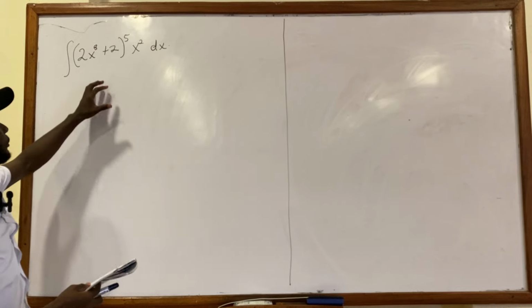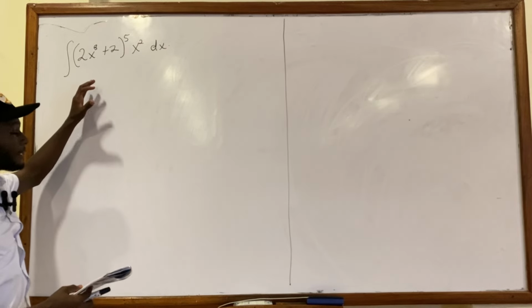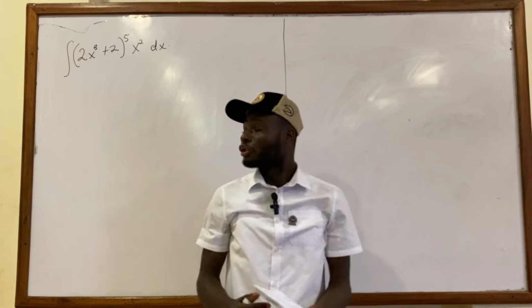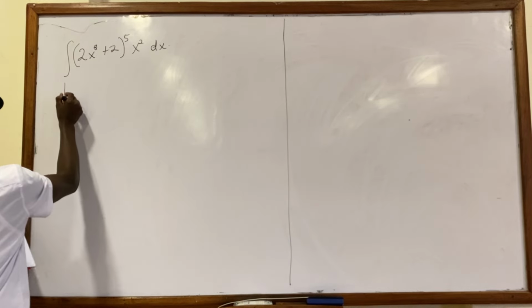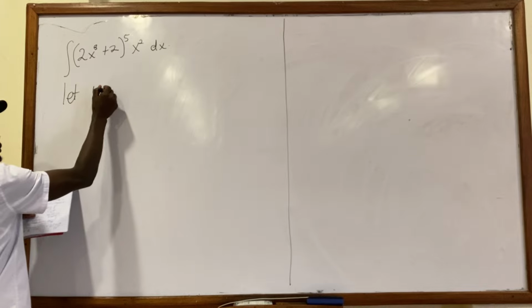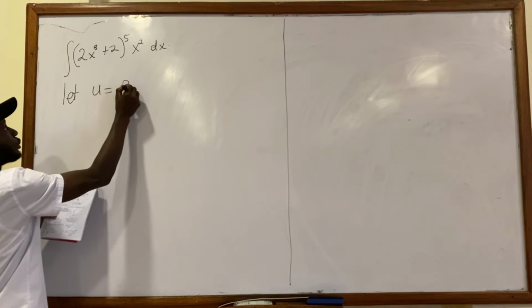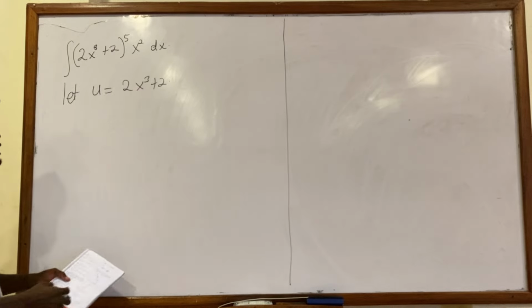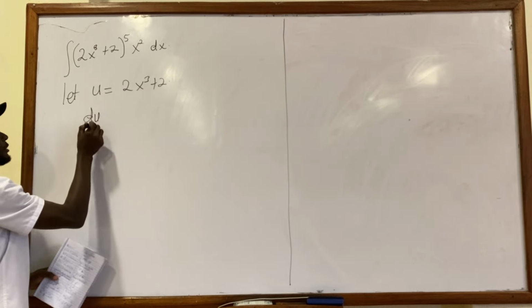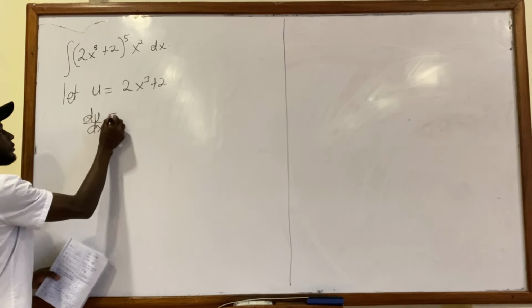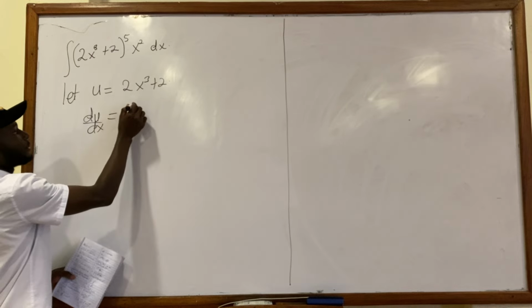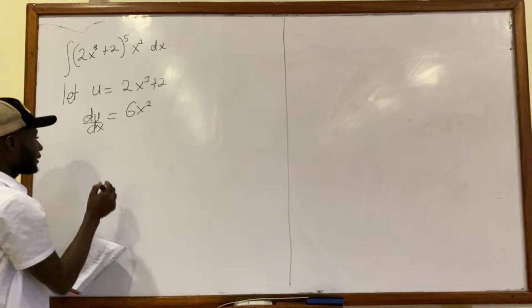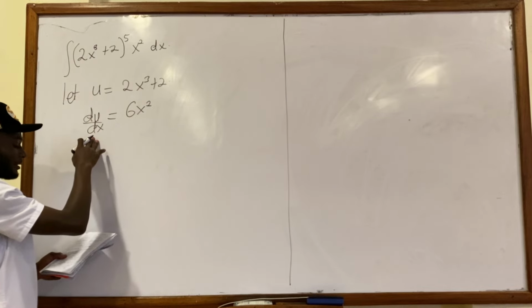So this particular problem, we want to evaluate it. We can use the method of substitution. Let u equals 2s cubed plus 2. So let's differentiate this particular function. When you differentiate this, you have 6s squared.